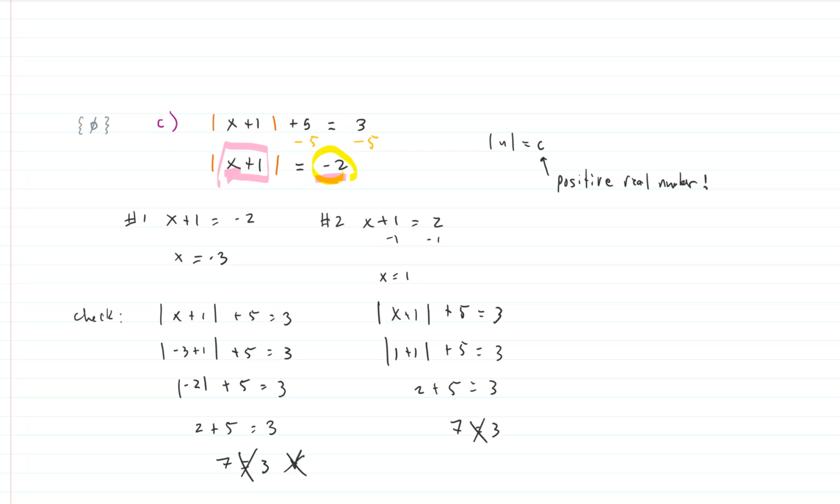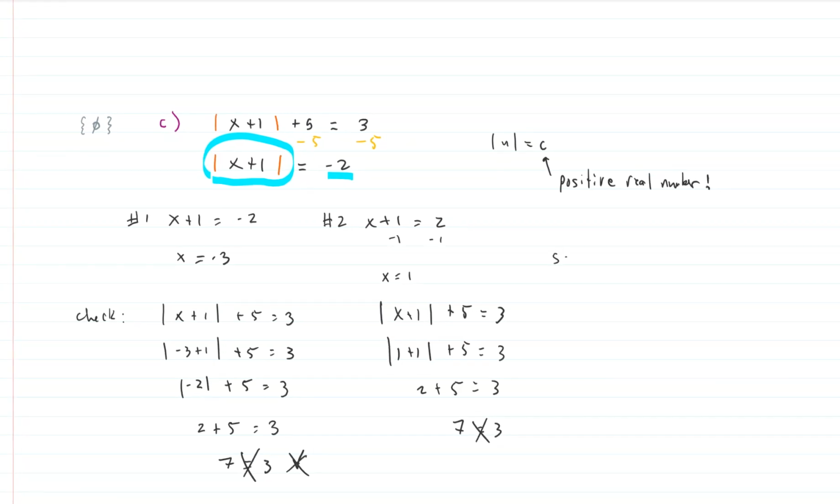Because we knew at the beginning that we could not have something coming out of an absolute value, meaning it was positive, that was negative. So we knew that there's no solution here. So our solution is the empty set. That's the 0 with that slash through it. No solution for this equation involving an absolute value.